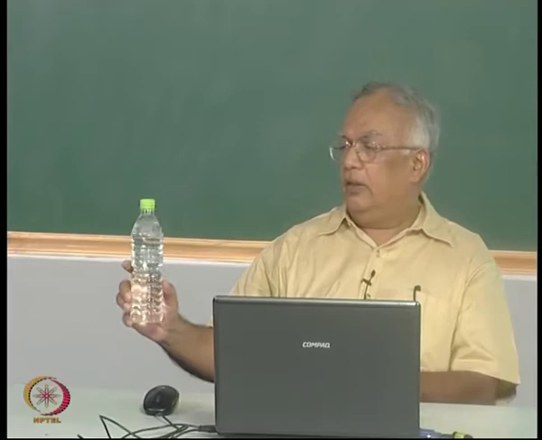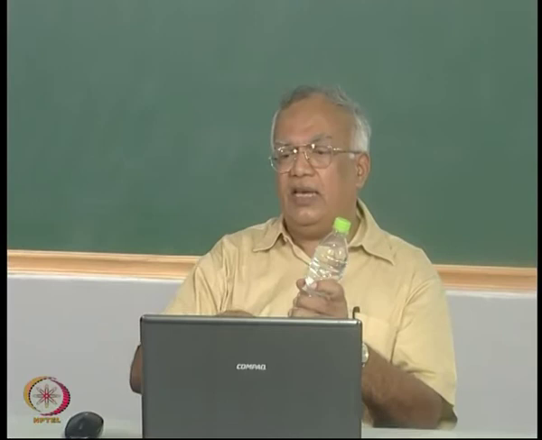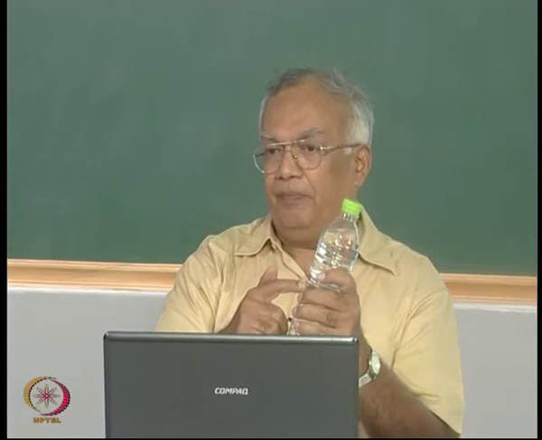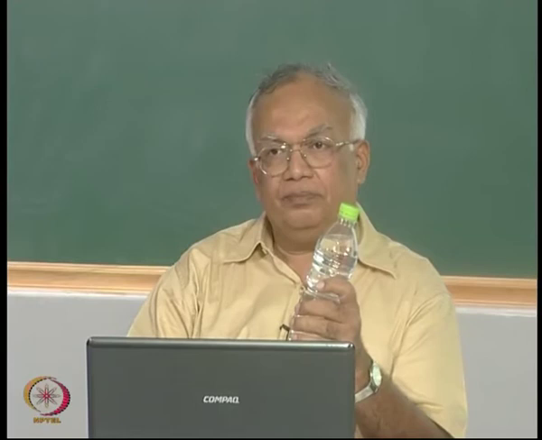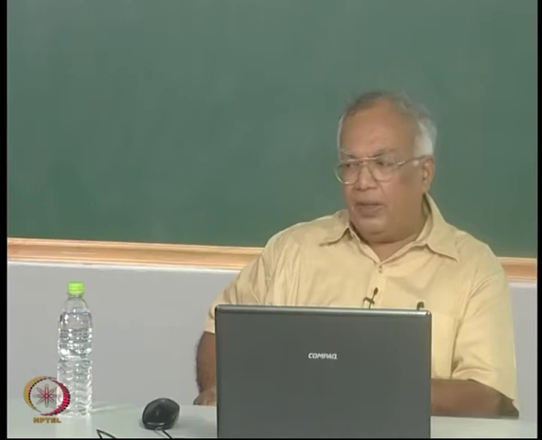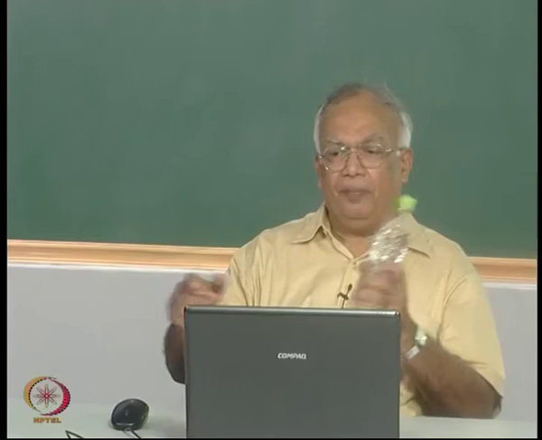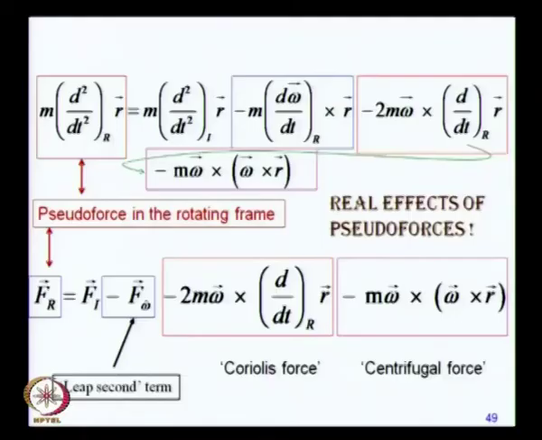If I throw it, if it is in motion, then during its transit it has a velocity, and this velocity is the dr by dt in the rotating frame that I will measure. This will contribute to the omega cross dr by dt term, not when it is just at rest on the table, but when it is having some motion like this. And then there is another term, which is the last term, which is omega cross r.